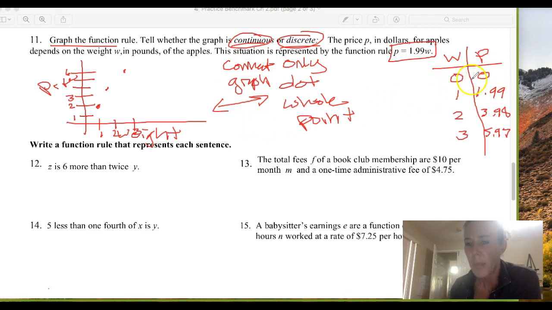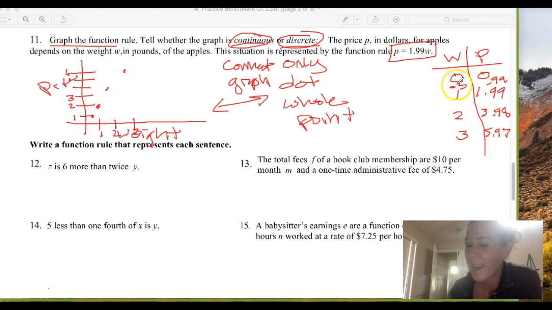Well, check. I only did 1 pound, 2 pounds, 3 pounds, but is it possible for me to buy a half a pound of apples? Sure, maybe I pick up 2 apples and they're pretty light and they're only a half a pound, okay? If I plug in a half a pound, 1.99 times a half a pound is going to give me 0.995 or about 99 cents. So a half a pound, I'm going to pay a little less than $1.